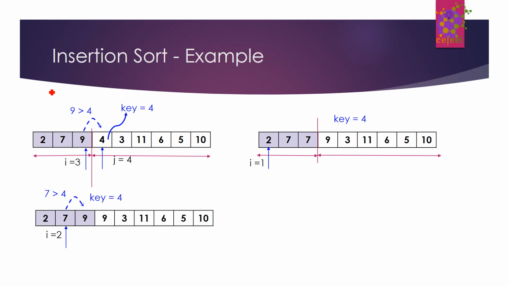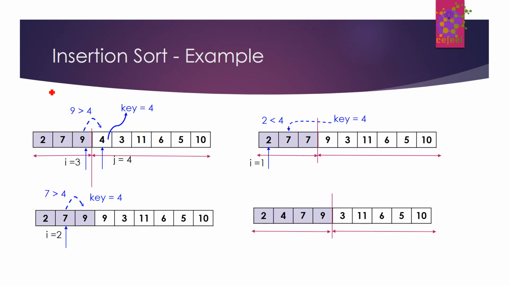So 2 will now be compared with 4. In fact, 2 is less than 4, so our while loop will break here, which means we no longer need to decrement i, and we can replace a[i+1] with key. So 7 will be replaced by our key, which is 4, and we are done with the next iteration for j. So our final array at the end of this j iteration looks like this.